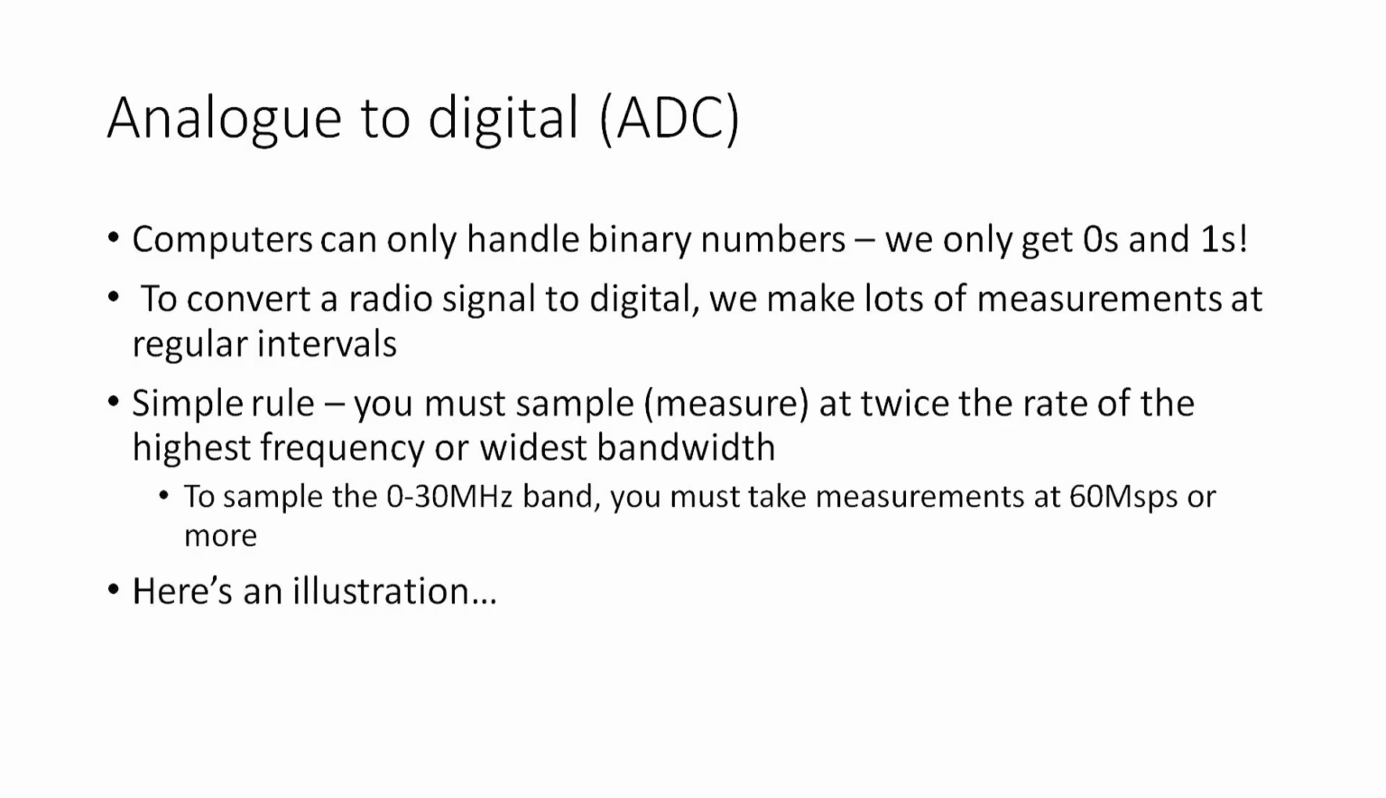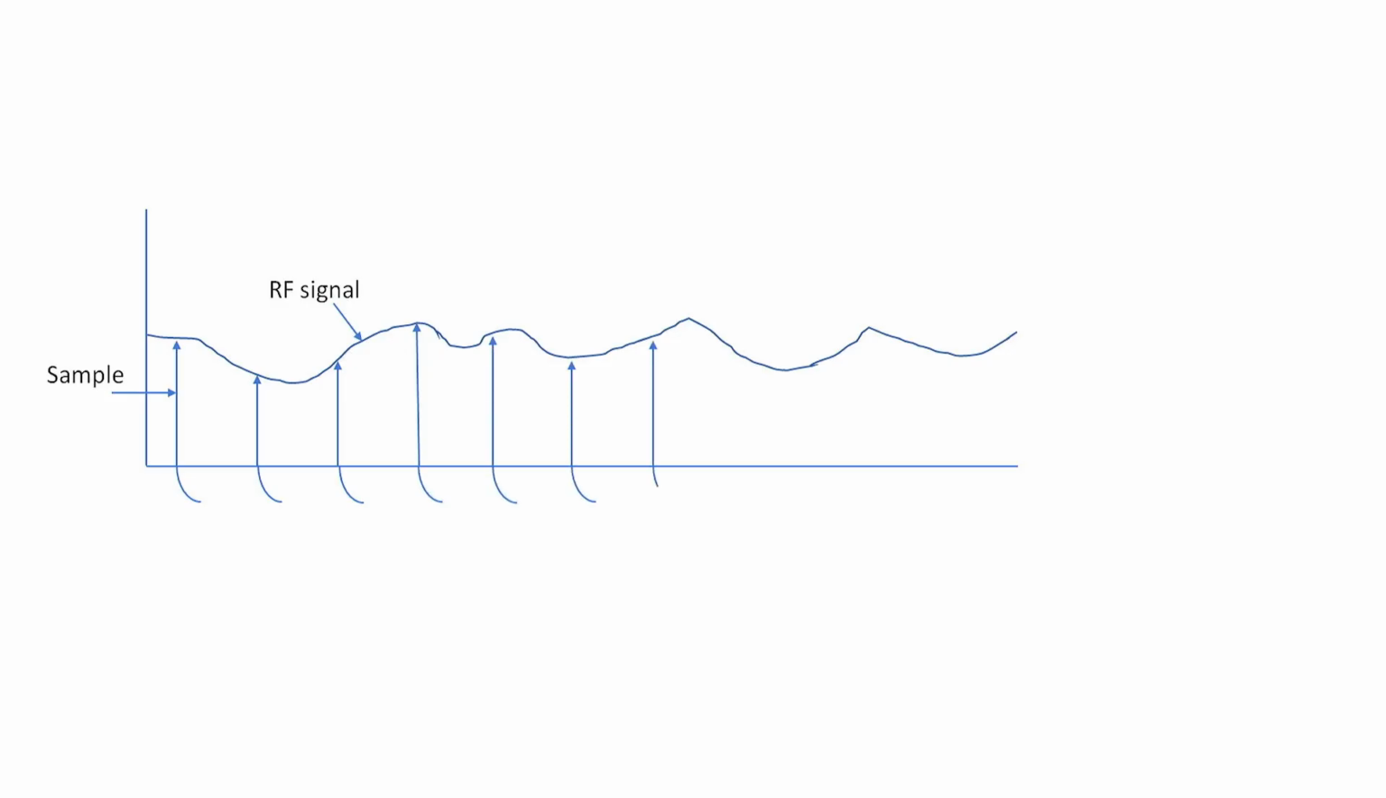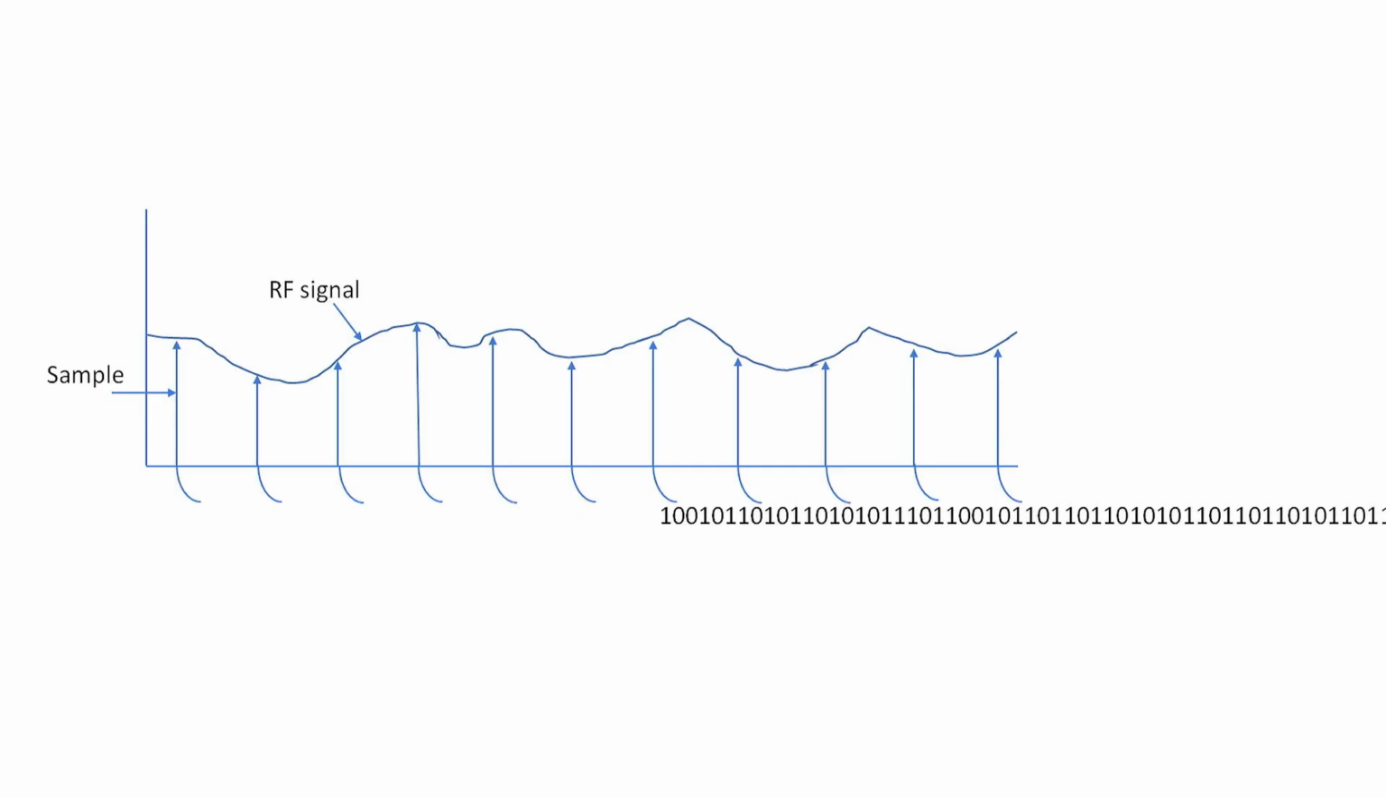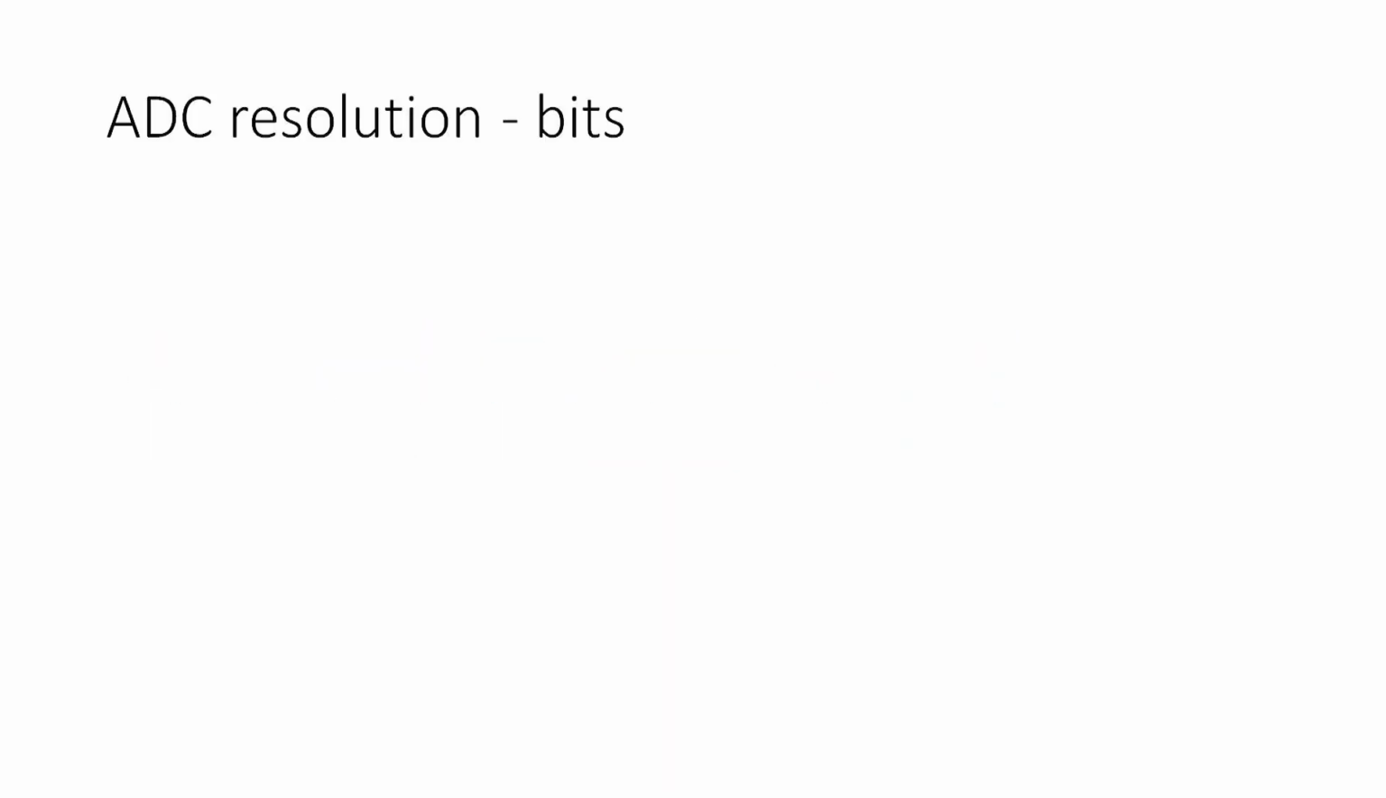So for example, if you want to sample the whole of the 30 megs band, you need to measure at 60 million samples per second at least. So that's a hell of a lot of samples you've got to take. So here's just an illustration of how it works. That's our radio signal, and then we would just sample at regular intervals. And it's just taking a voltage measurement, and that produces a long string of serial data coming out, which is all ones and 0s. So that's how the process works.